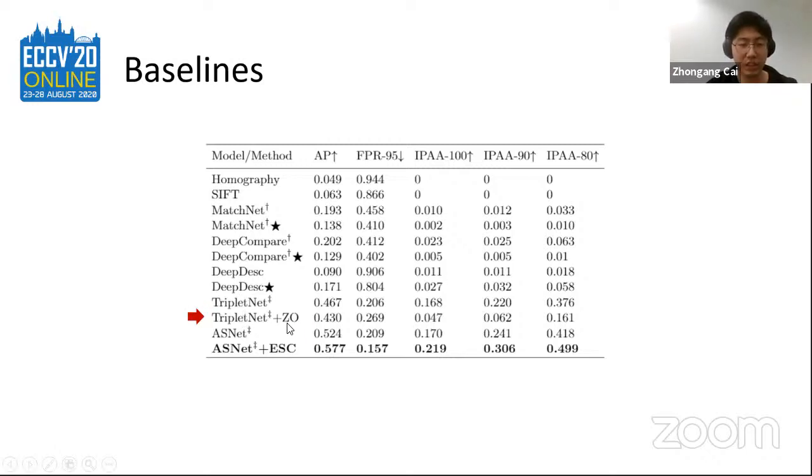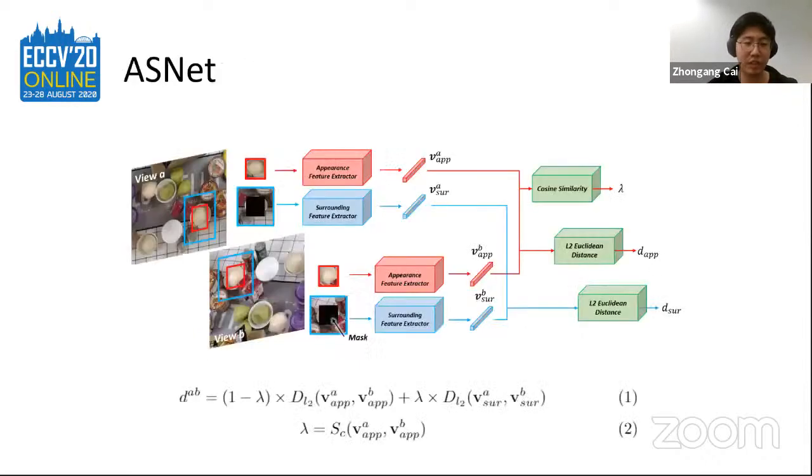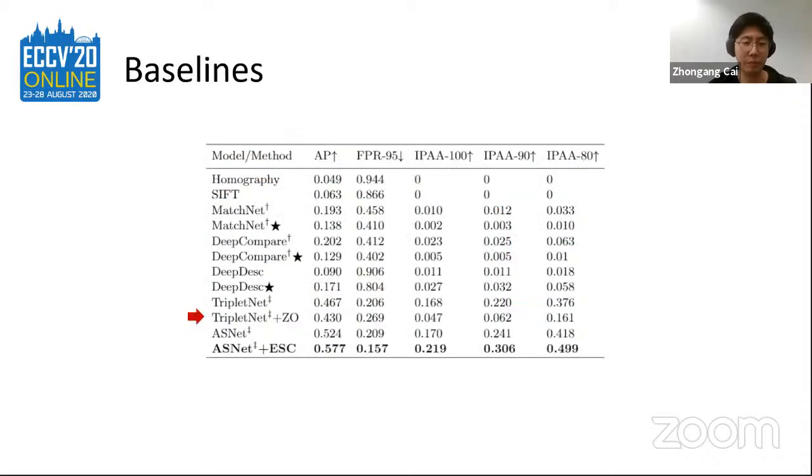The ZO actually means zoom out. We will tell you more about why we implement this feature in a later section. But after that, we'll be talking about the baseline we introduced.